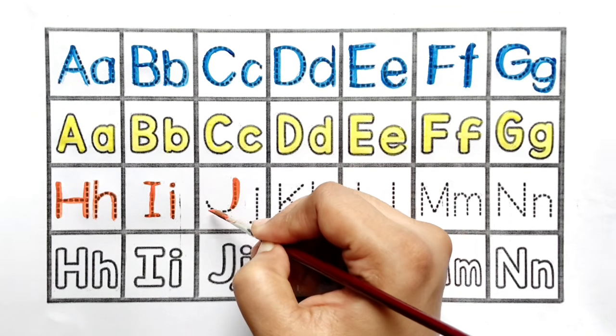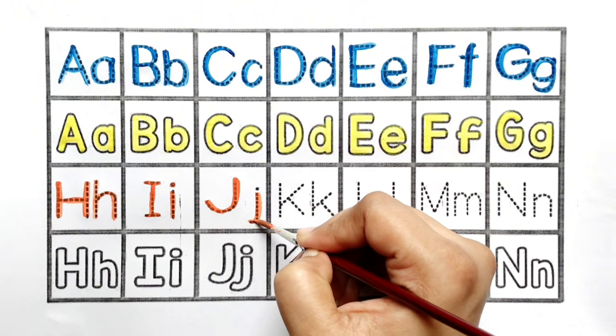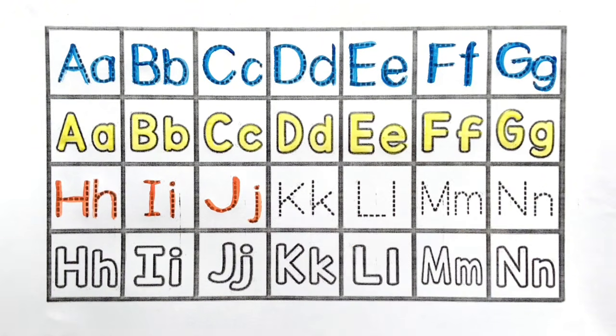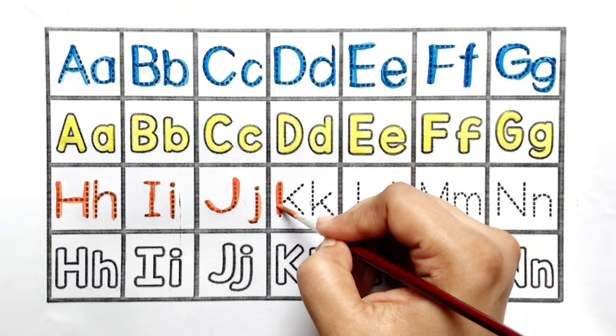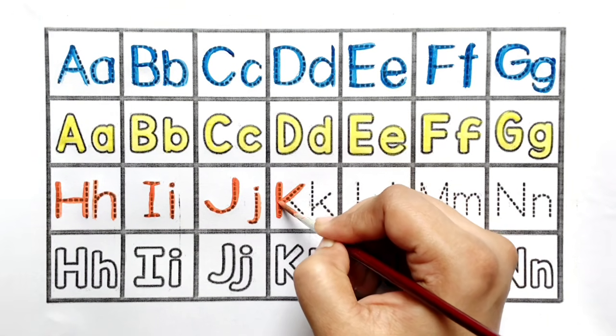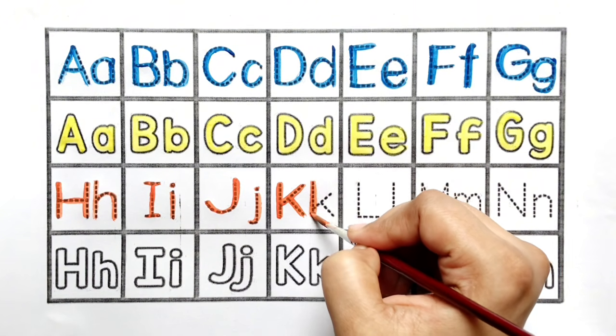Uppercase letter J. Lowercase letter J. J for joker. Uppercase letter K. Lowercase letter K. K for kite.